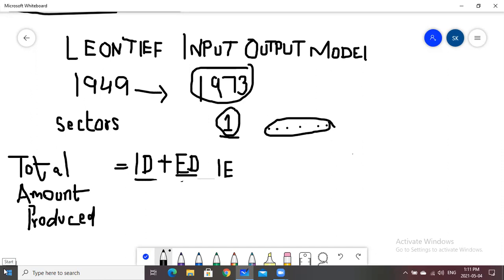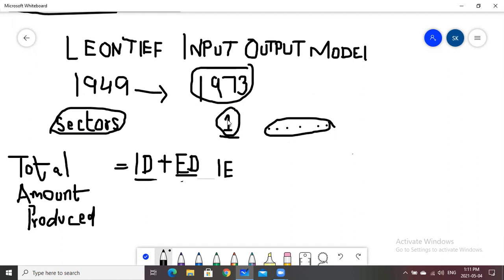Leontief based his approach on the idea that the economy is basically divided into different sectors. Each sector produces a product. In order to produce its product, each sector requires input which comes from all these sectors, that is, from its own self and from the other sectors.